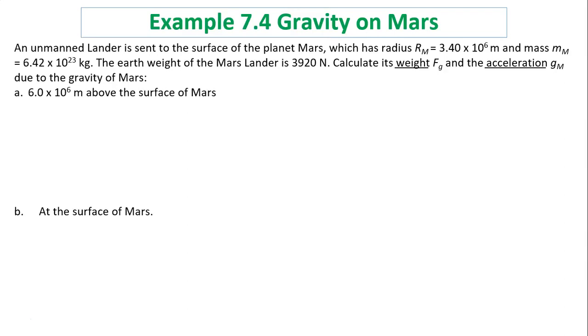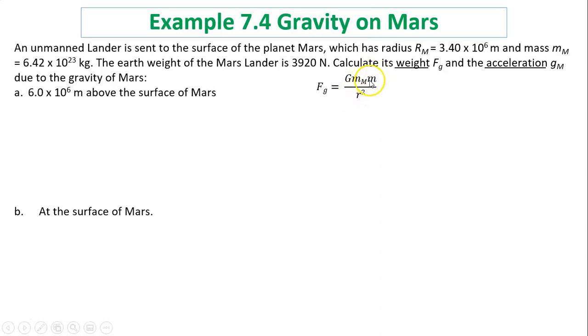At A, 6.0 times 10 to the 6 meters above the surface of Mars, and at B, at the surface of Mars. So let's see, the weight equals G, the mass of Mars times the mass of the Mars lander, divided by r squared.